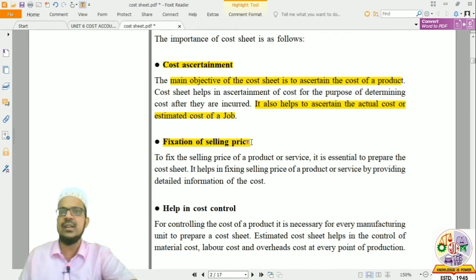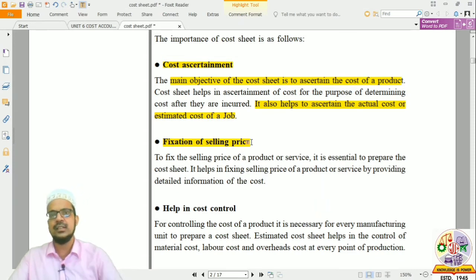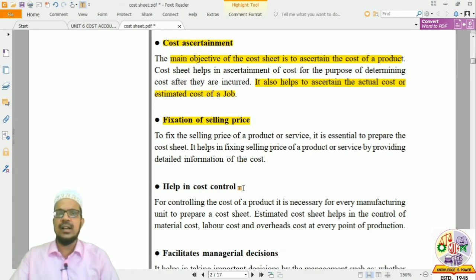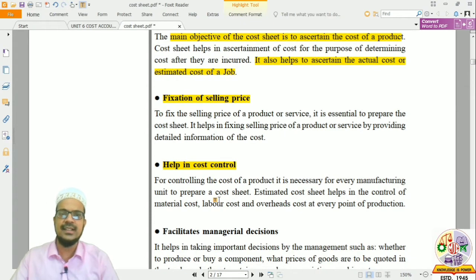Now, how is this selling price fixed? Based on the cost price. What we do is we take the cost price of the product, we add our profit margin to the cost price, and then we quote a selling price. So the second importance of the cost sheet is that it helps us in determining or fixing the selling price of the product. The third advantage of the cost sheet is that it helps in cost control.